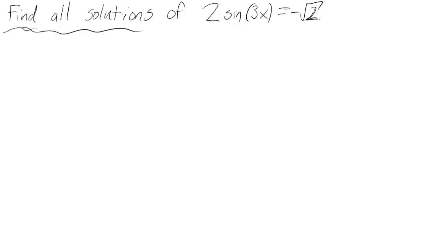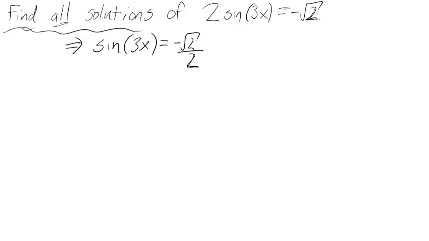In this problem, we want to find all solutions of 2 sine of 3x equal to negative square root of 2. So ultimately, we want to isolate x all by itself on one side. So let's start by getting the trig function all by itself on one side. Let's divide both sides by 2. So we have sine of 3x equal to negative square root of 2 over 2.